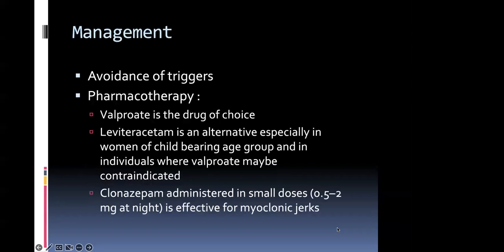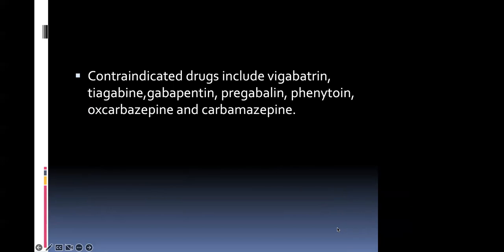So avoid triggers. Valproate is the drug of choice, but in female gender, we will use levetiracetam. And clonazepam in small doses is effective for the myoclonic jerks. Contraindicated drugs are vigabatrin and tiagabine. Anyway, we will not use pregabalin or gabapentin. So avoid phenytoin, oxcarbazepine, and carbamazepine.